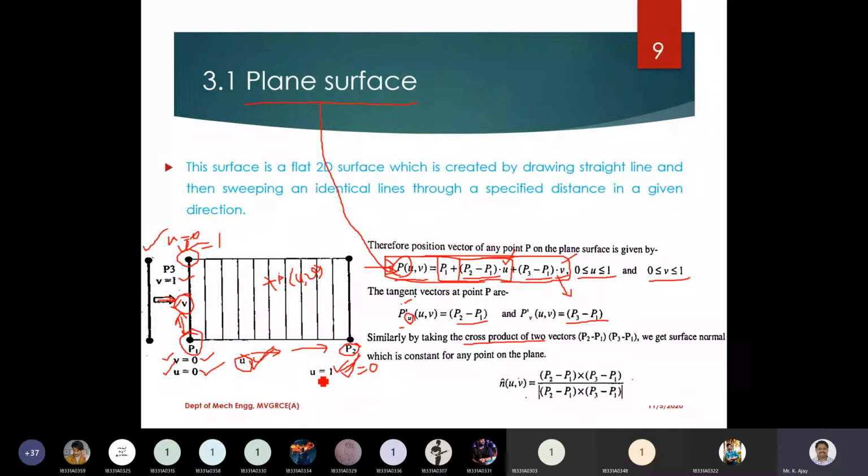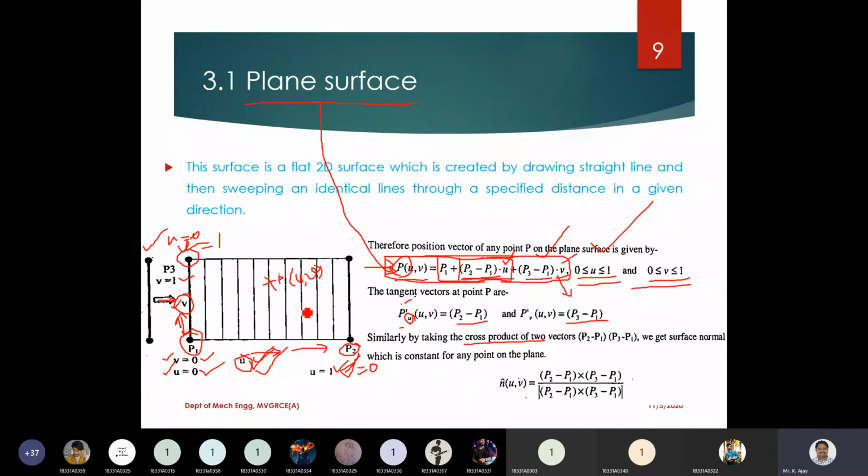So when you're varying both u as well as v, you are able to generate the various points on the entire plane surface. The corresponding parametric representation looks like P of u comma v is equal to P1 plus, P2 minus P1 applied to the u parameter, and similarly the v parameter you are going to apply for P3. So overall together you can write a plane surface like this, and you should also remember that u is varying from 0 to 1, v is also varying from 0 to 1.